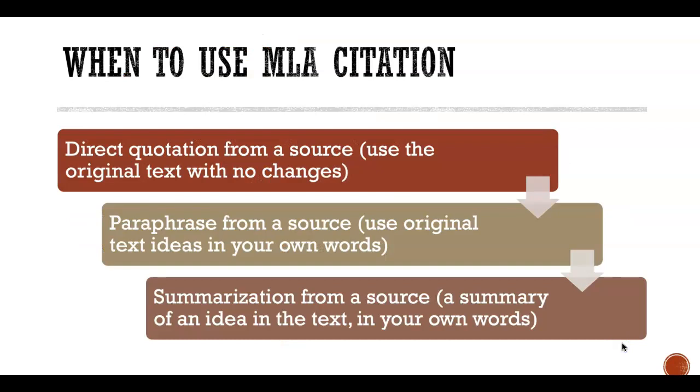And in this, you use citation when you directly quote from a source. That means that you use all original text. You don't change anything. You also use it when you paraphrase from a source, which means that I'm using the original text ideas and maybe a couple of words, but for the most part, it's in my own words. And then a summarization from a source. So simply a summary of an idea in the text, but once again, I'm using my own words to do that.